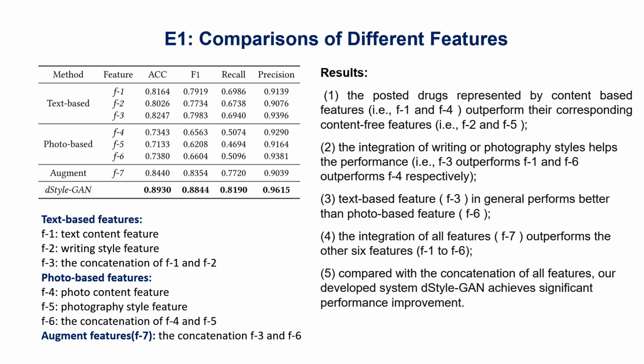In the first experiment, we comprehensively evaluate different features for drug identification tasks. Here we consider 7 types of features. From the table, we can see that first, the posted drugs represented by content-based features outperform their corresponding content-free features. Second, the writing and the photography style helps the performance. Third, text-based features in general perform better than photo-based features. Fourth, the combination of all features outperforms the other 6 kinds of features.